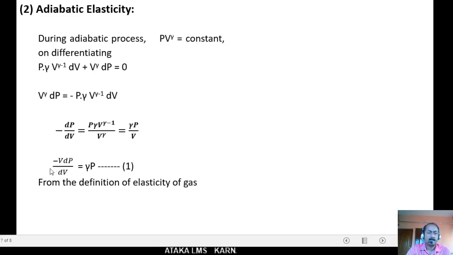Then it becomes minus V into dP divided by dV. Here you cross multiply V in the numerator. Then it becomes minus V into dP by dV is equal to, in the RHS term, gamma into P. Let it be equation 1.